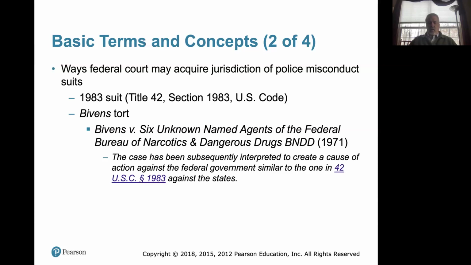And then we have what are called Bivens torts. Bivens versus Six Unknown Named Agents of the Federal Bureau of Narcotics. This is where police officers execute a search warrant. They do a lot of bad things, and they're bad enough that they are a violation of not only state law but also federal law, which then allowed a separate misconduct suit in federal court.